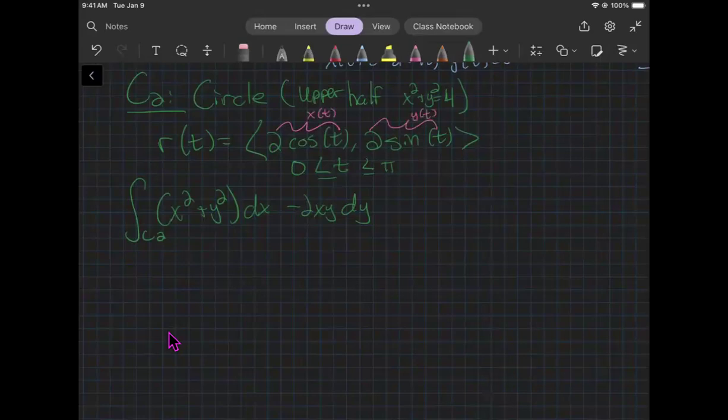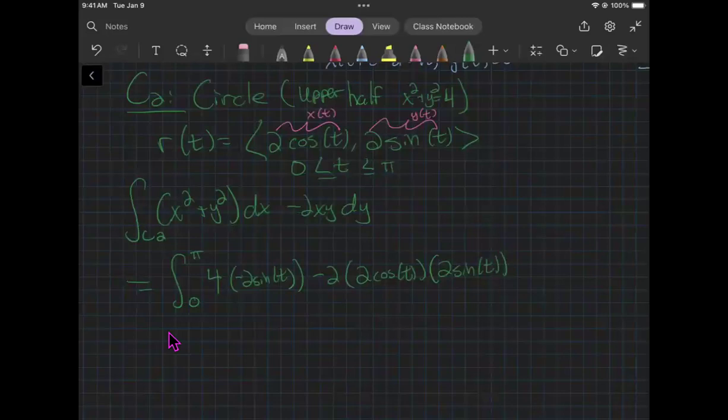And so this equals the integral from 0 to pi of x squared plus y squared, so this is 4, times dx, which in this case is x prime of t, so we'll have minus 2 sine t dt, minus 2 times x of t, which is 2 cosine t, times y of t, which is 2 sine t, times dy/dt, which is 2 cosine t dt.